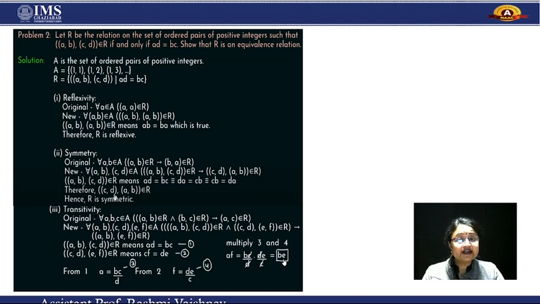If it is satisfied, yes, we can conclude that R is an equivalence relation. Last, now we choose three sets with three different ordered pairs. ABC belongs to A. We can conclude that AB belongs to R and BC belongs to R. Obviously, it is given to us in the question. Hence, we can say that A and C, since B and B are the same, also belong to R.